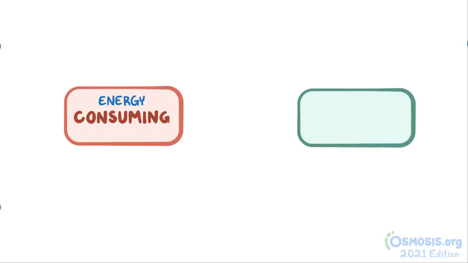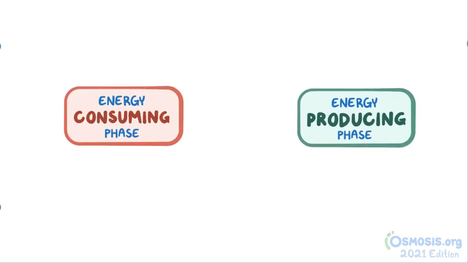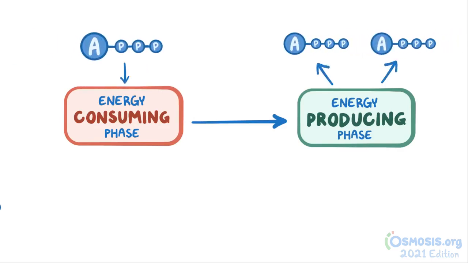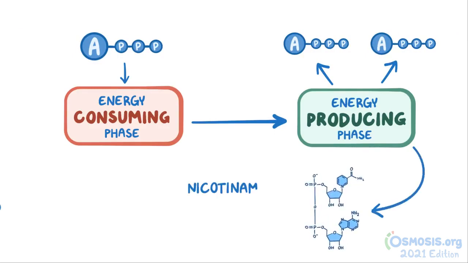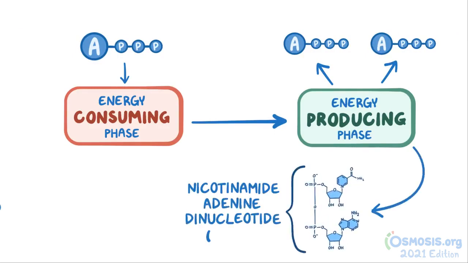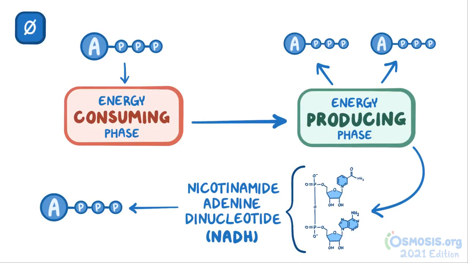Glycolysis can be divided into two phases: an energy-consuming phase and an energy-producing phase. It's like a business investment. The cell needs to spend some energy before it can start making energy. And like any good investment, the cell gets more energy back than it puts in. The energy-consuming phase requires ATP, and the energy-producing phase generates ATP, as well as other molecules like reduced nicotinamide adenine dinucleotide, or NADH, which can be used to make ATP. We can keep track of all of this using an energy counter.